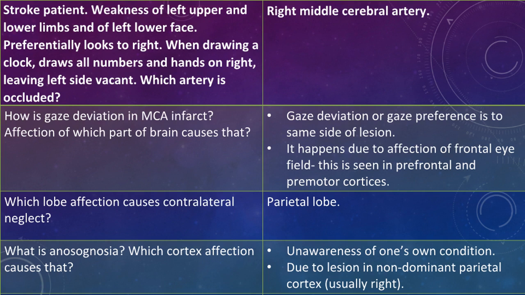It happens due to affection of frontal eye field. This is seen in prefrontal and premotor cortices. Which lobe affection causes contralateral neglect? Parietal lobe. What is anosognosia? Which cortex affection causes that? Unawareness of one's own condition. Due to lesion in non-dominant parietal cortex, usually right.